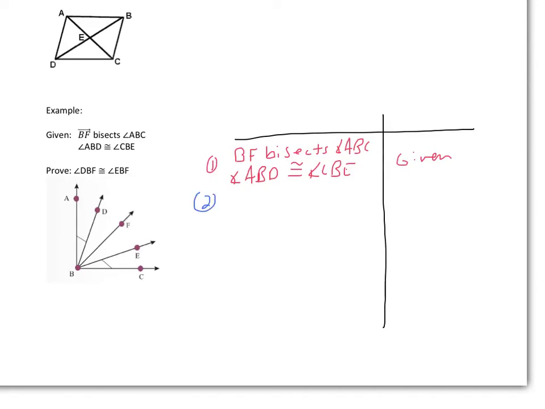Step 2. Based on our information, we know by definition what bisect means. So BF bisects the angle ABC, which means angle ABF will be equal to angle FBC. And this is by definition of bisector.